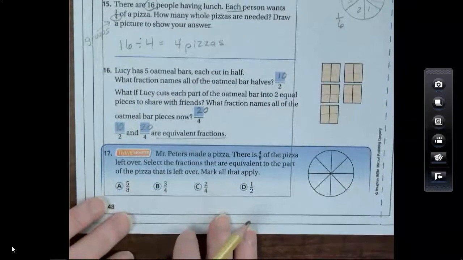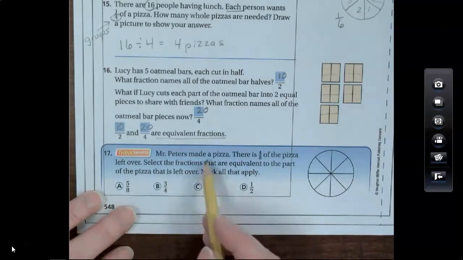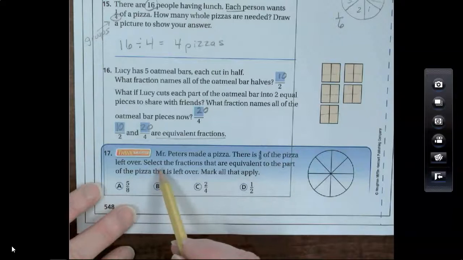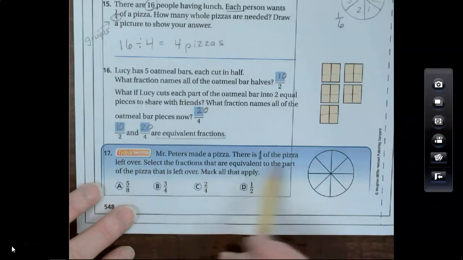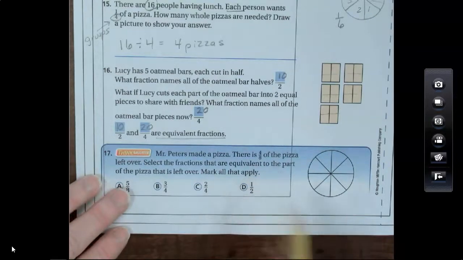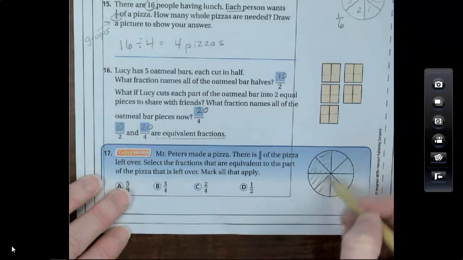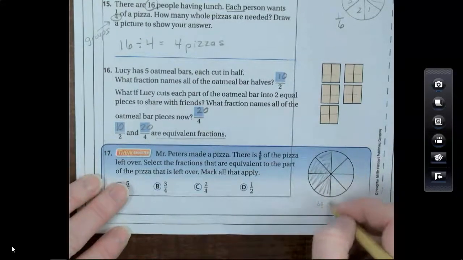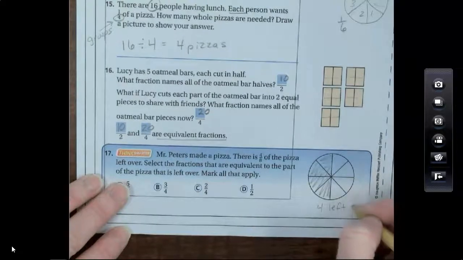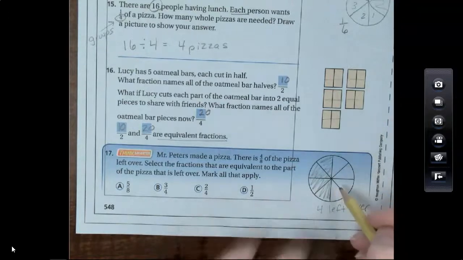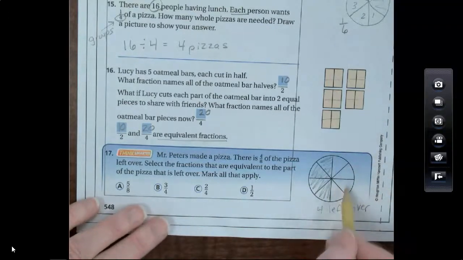One more thing down at the bottom, think smarter. Mr. Peters made a pizza. There is 4/8 of the pizza left over. Select the fractions that are equivalent to the part of the pizza that's left over. Mark all that apply. Well, he made the pizza and there's 4/8 left over. So they ate 1, 2, 3, 4. So 4 left over. There's 8 pieces altogether. And there's 4 left over.